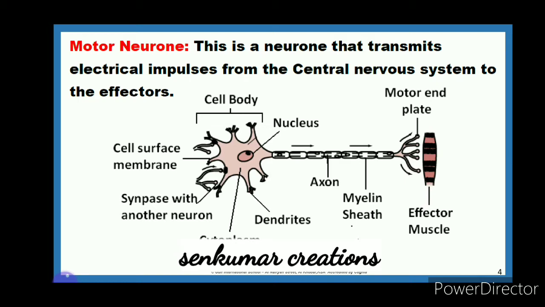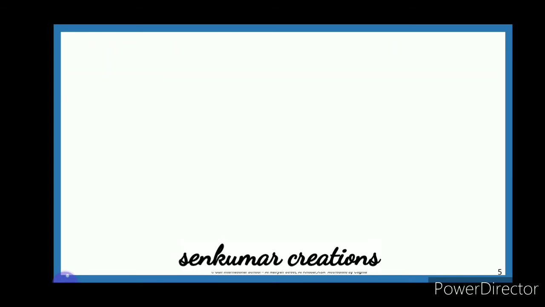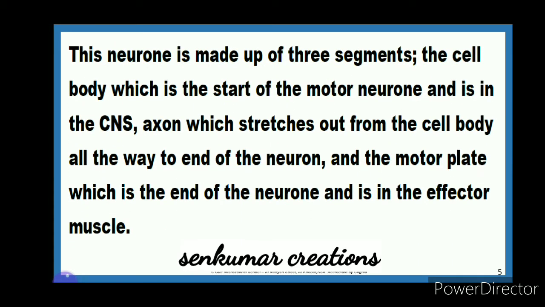So the motor neuron transmits impulses from the central nervous system to the effectors. It contains a cell body, cell surface membrane, cytoplasm, dendrites, axon, myelin sheath, motor end plate, nucleus, etc. Okay, so you can see this picture very clearly. Now, how does that motor neuron look, and let's see its function. Another thing is that this neuron is made up of three segments, right?